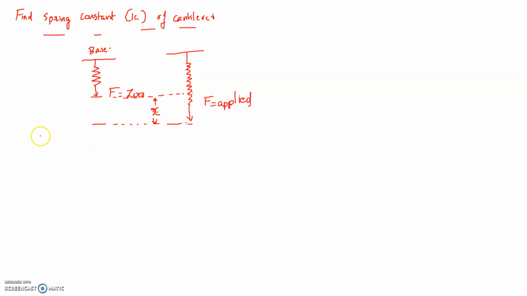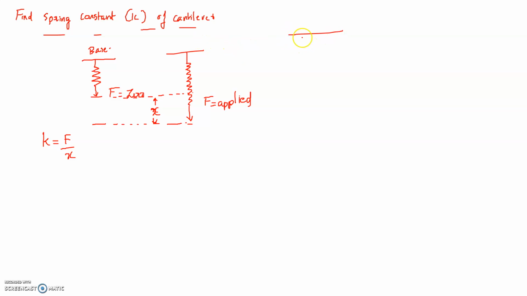According to Hooke's law, the spring constant K is defined as F, the force, divided by the displacement. And this is the general situation for the spring constant.